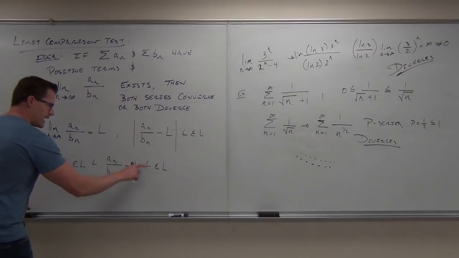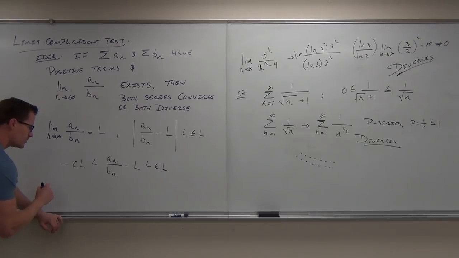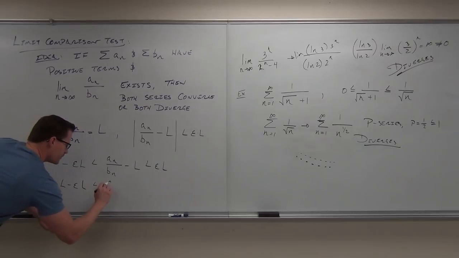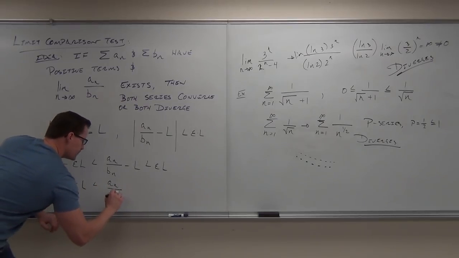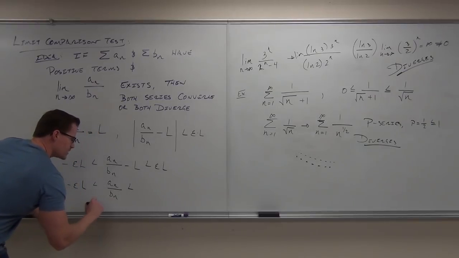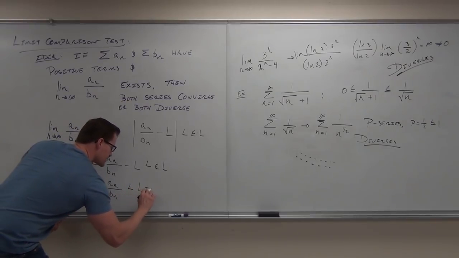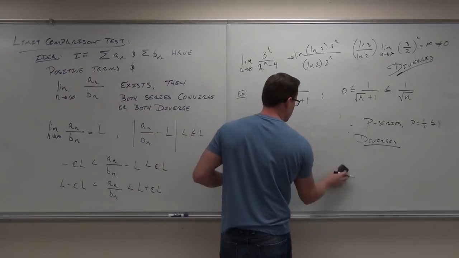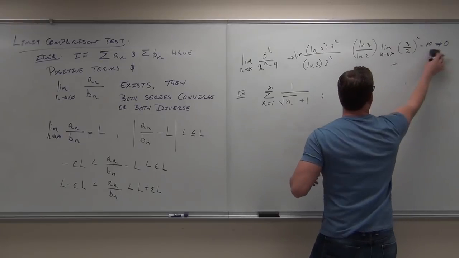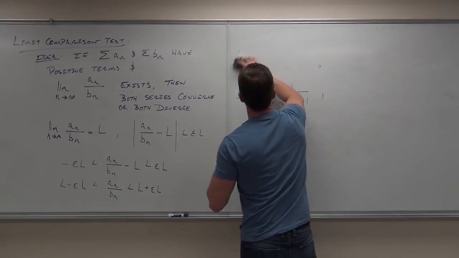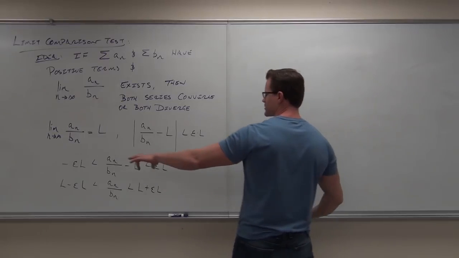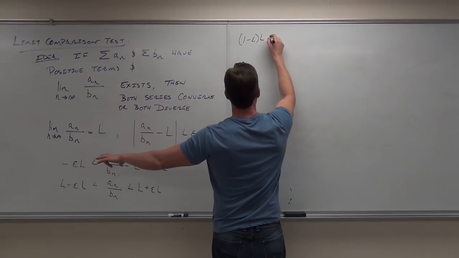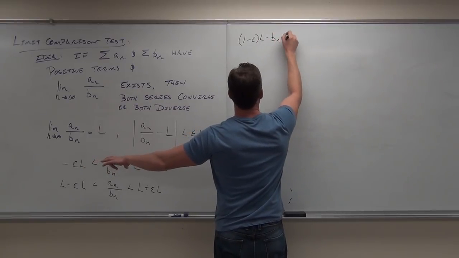So what we're going to do is add L to both sides. If I add L to both sides, I get L minus epsilon L is less than A sub n over B sub n, which is less than L plus epsilon L. Almost done. Last thing I'm going to do is factor and multiply by B sub n.